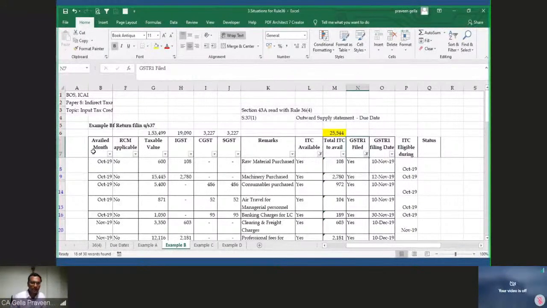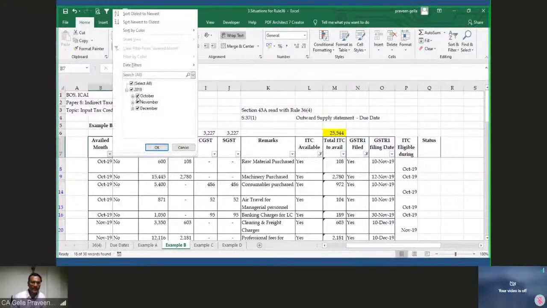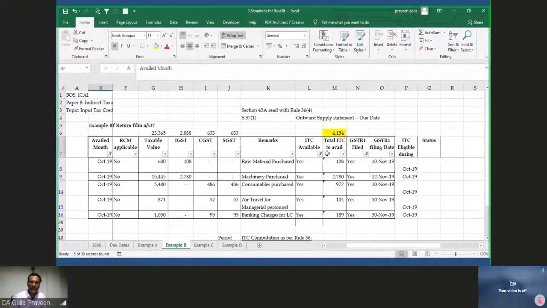Now I have come to column B. In column B, I have just selected October. The moment I select October, I am getting a result of 4,154. This is how we have got this figure. Hope you are able to get it, Venkatesh.